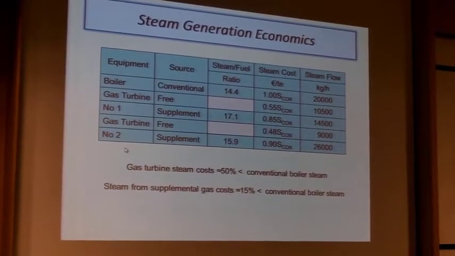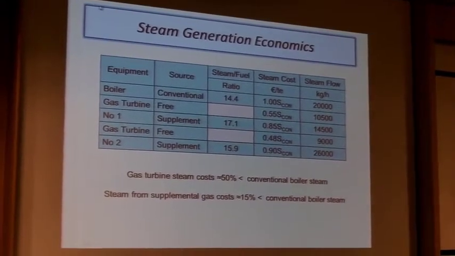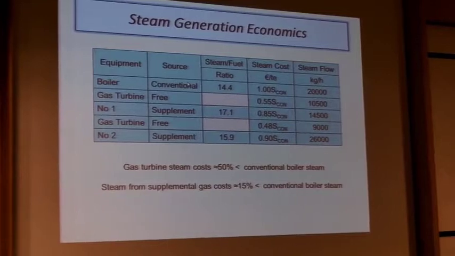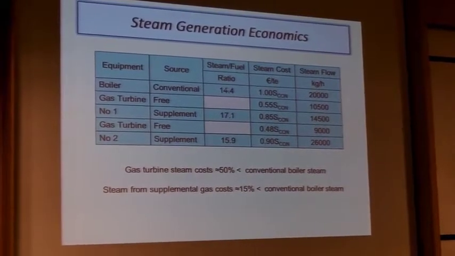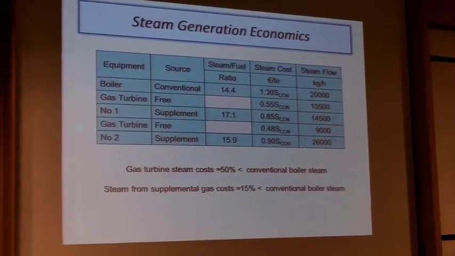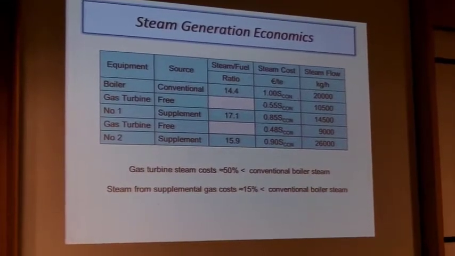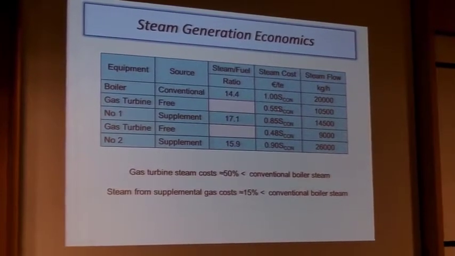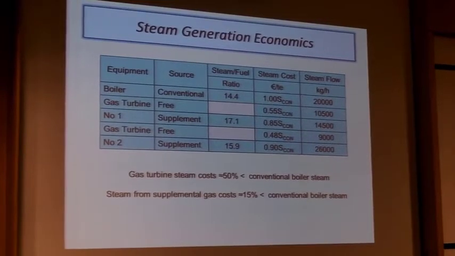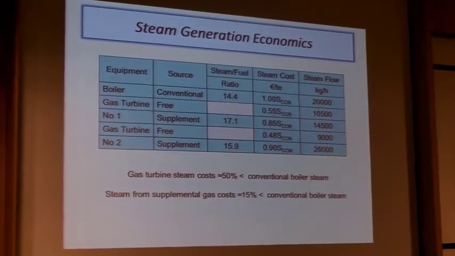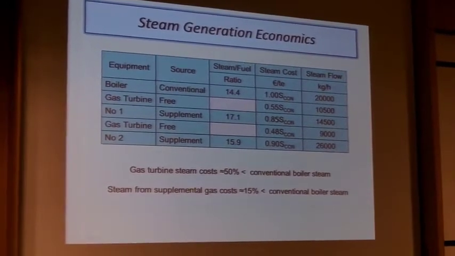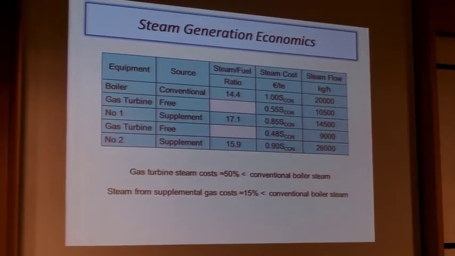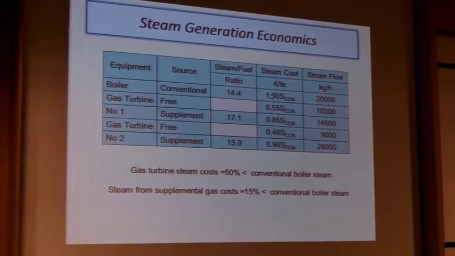It gives you an idea of costs and how the operator with a wrong choice could cost a lot of money. The conventional boiler, which they do use as backup when they don't want to run the gas turbines, is euros per tonne, say €1 per tonne. Gas turbines have what we call free steam, that's when they're first coming online, and that's the steam you make when you're generating just the electricity. You can see that's 0.55 of that value. The supplemental is 0.85 and it's 0.9, so you can see that's a very expensive way to go.